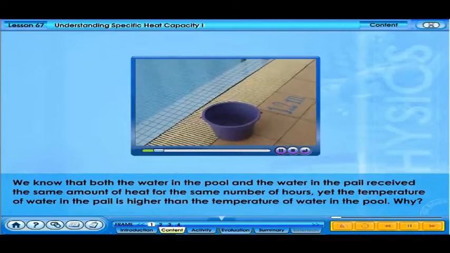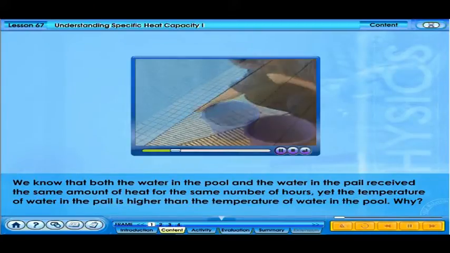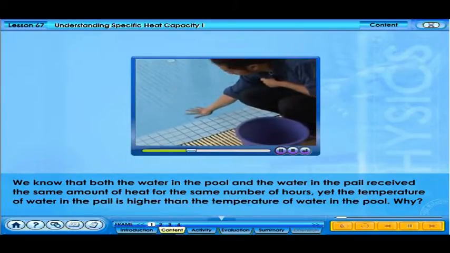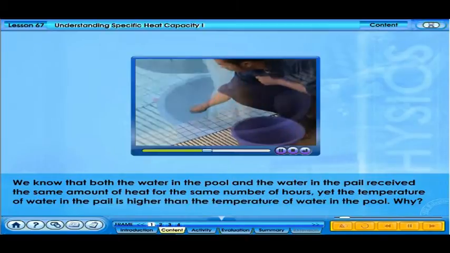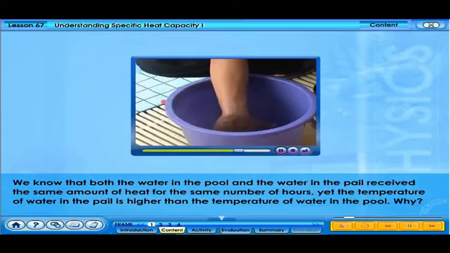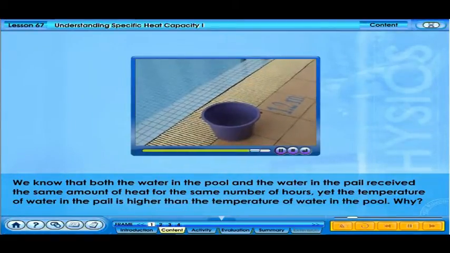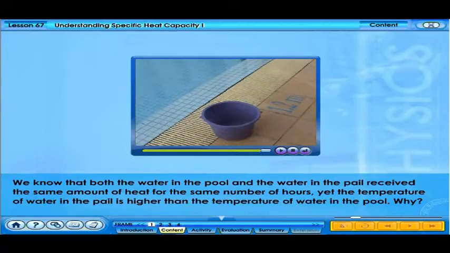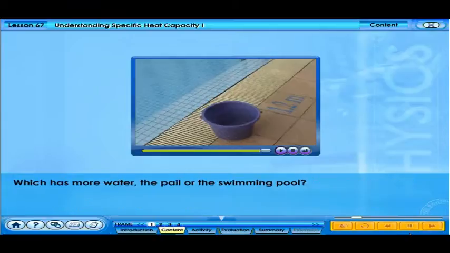We know that both the water in the pool and the water in the pail received the same amount of heat for the same number of hours, yet the temperature of water in the pail is higher than the temperature of water in the pool. Why? Which has more water, the pail or the swimming pool?